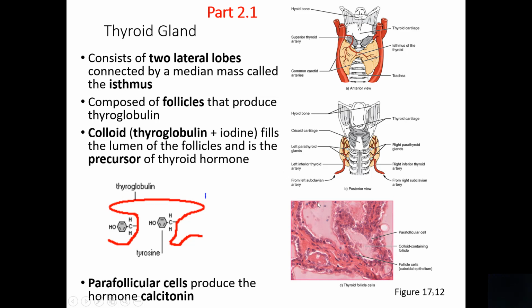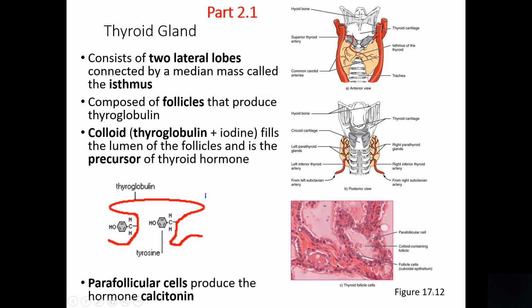So inside of those follicles there is a fluid called colloid, and it is the precursor of thyroid hormone. So thyroid gland uses that thyroglobulin and iodine to make thyroid hormones. Pay attention that the amino acid called tyrosine is just a part, a building brick, of the thyroglobulin.